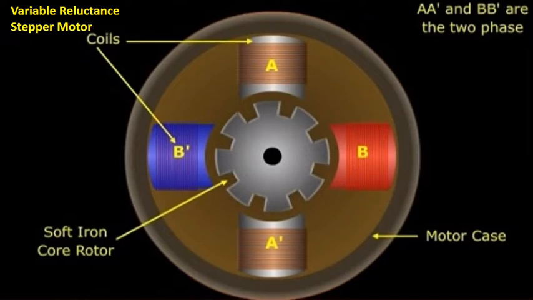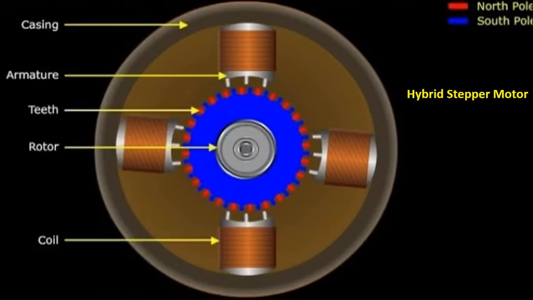The next case is a hybrid stepper motor. Hybrid stepper motor means the rotor has permanent magnet properties as well as being a teethed one. So this is called a hybrid stepper motor.